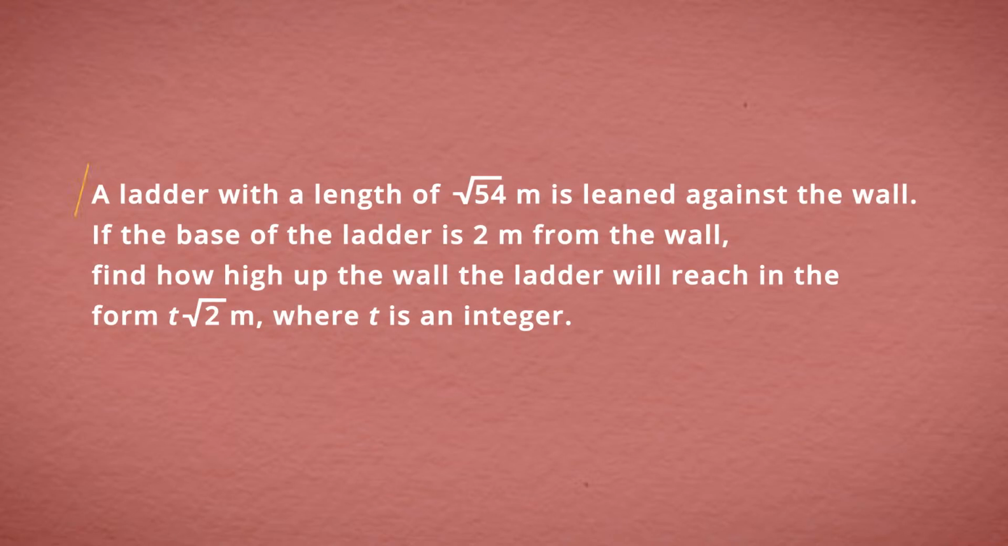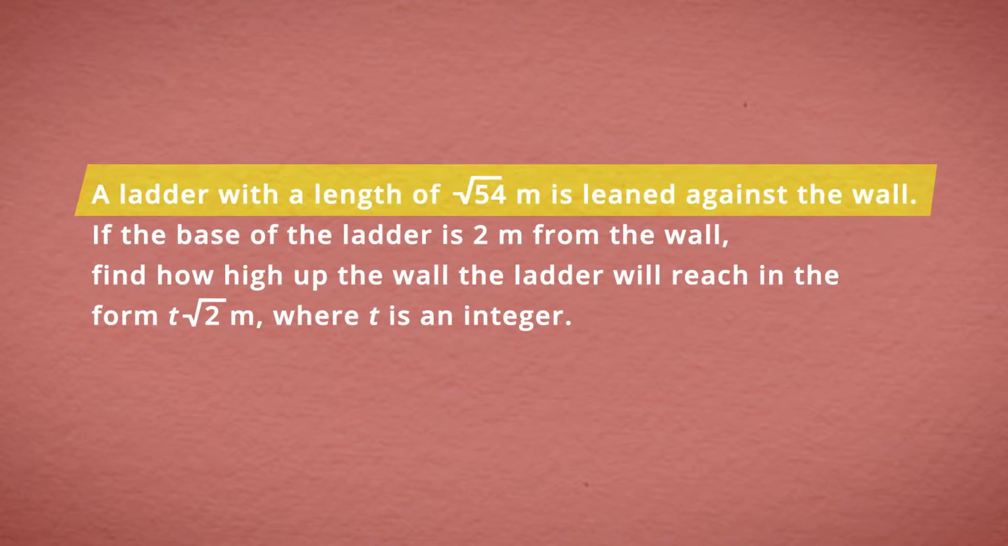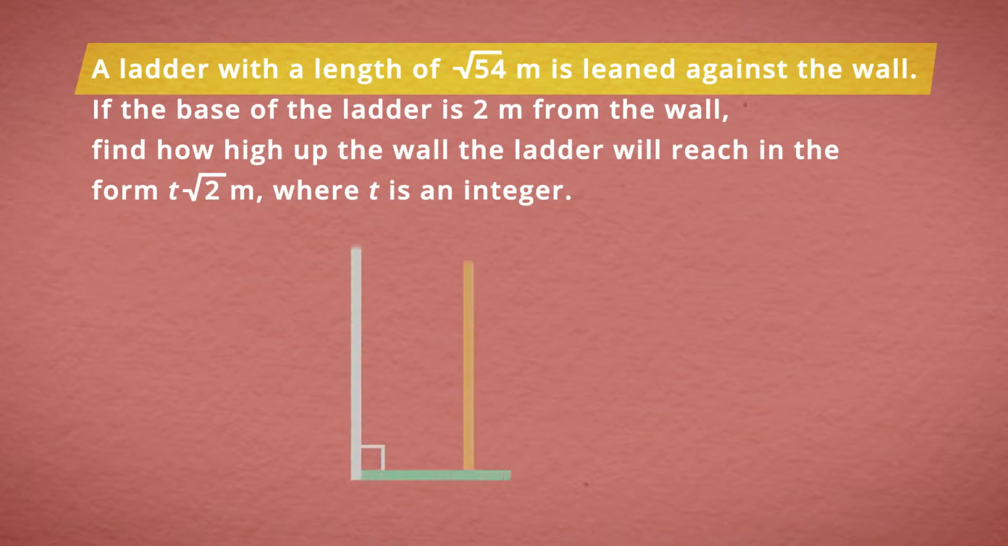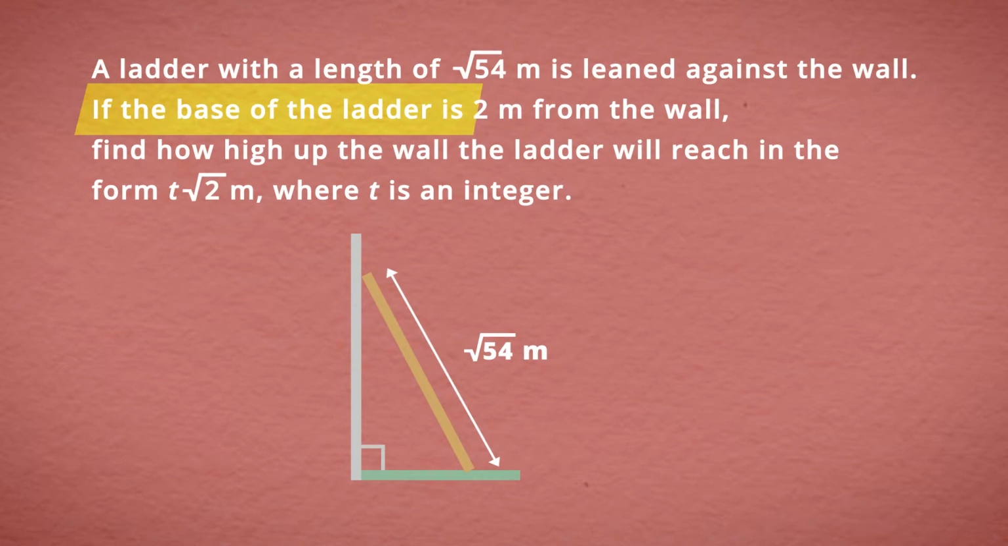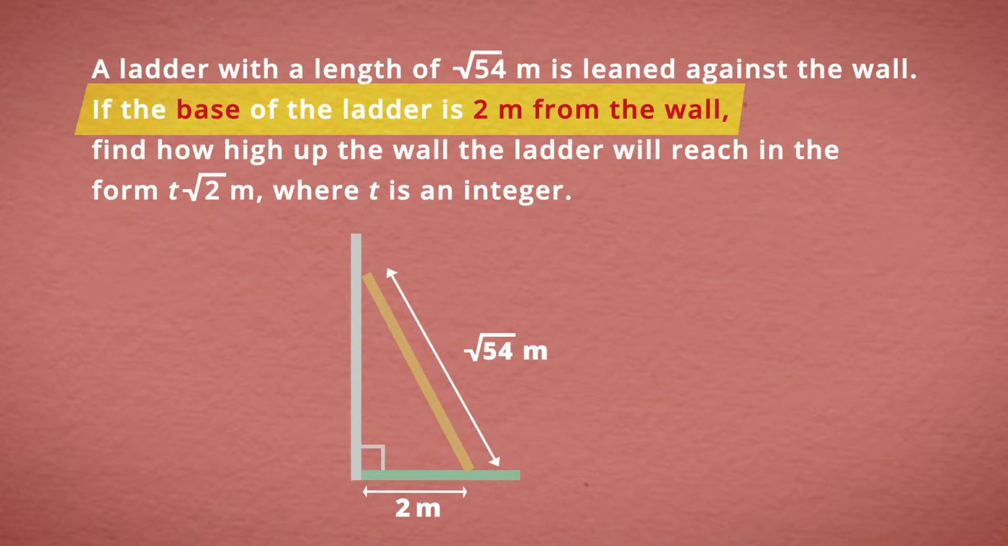Here it says that a ladder with a length of square root of 54 meters is leaned against the wall. Maybe we could draw a diagram to help us understand this better. This means that we have a ladder with a length of square root of 54 meters leaning against the wall. Next, it says if the base of the ladder is 2 meters from the wall. Do you know what it means? Yes, this means that the distance of the base from the wall is 2 meters.